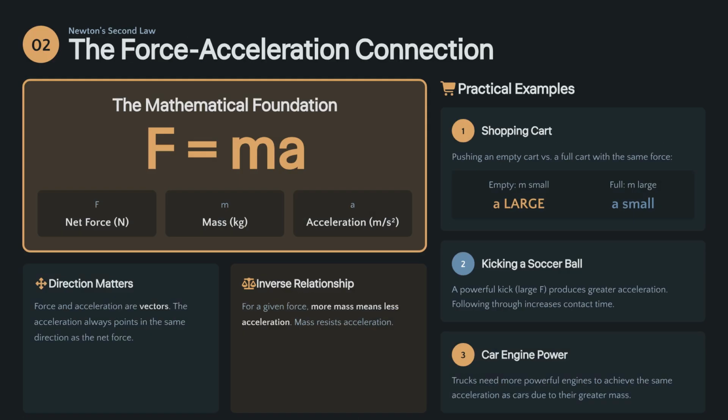Newton's second law defines the relationship between force, mass, and acceleration. F equals ma. This mathematical foundation shows that acceleration is directly proportional to the net force and inversely proportional to the mass. Force and acceleration are vectors, always pointing in the same direction.